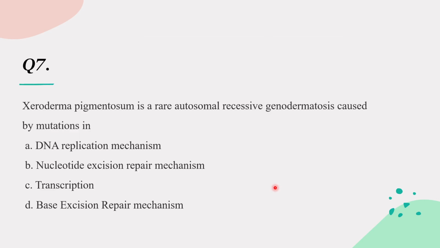Okay, this is our next question, that is xeroderma pigmentosum is a rare autosomal recessive genodermatosis caused by mutations in DNA replication mechanism, nucleotide excision repair mechanism, transcription, or base excision repair mechanism. How does this disease, xeroderma pigmentosum, happen? Rare autosomal recessive. Try to answer, please.